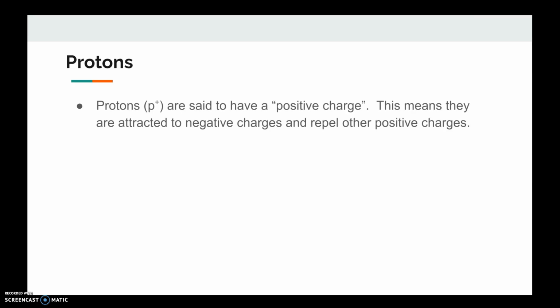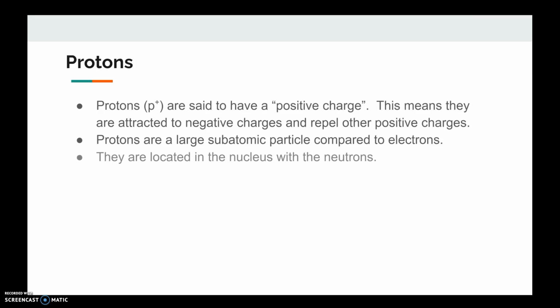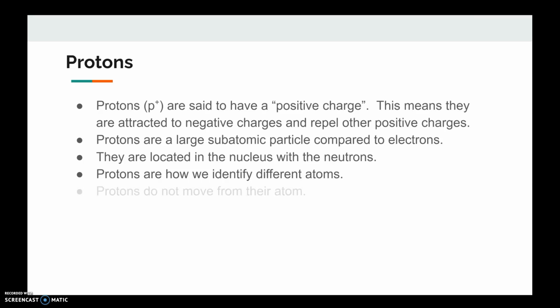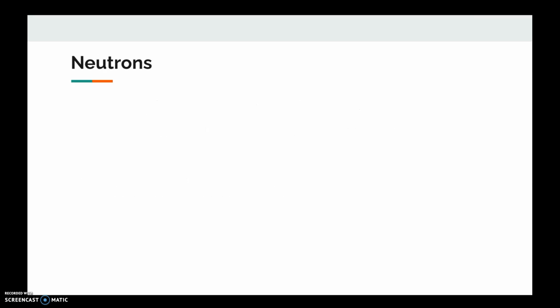Protons are said to have a positive charge. This means they are attracted to negative charges and repel other positive charges. Protons are a large subatomic particle as compared to electrons. They're located in the nucleus of atoms, along with neutrons. Protons are how we identify different atoms. Protons do not move from their atom.